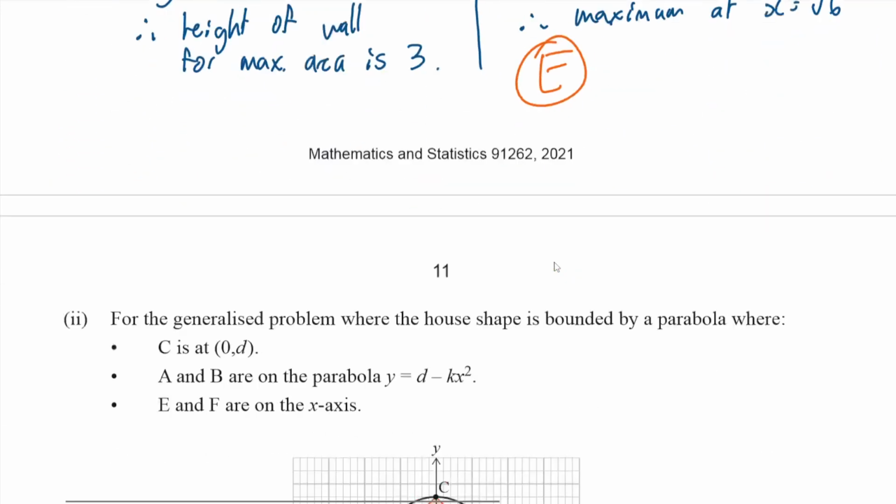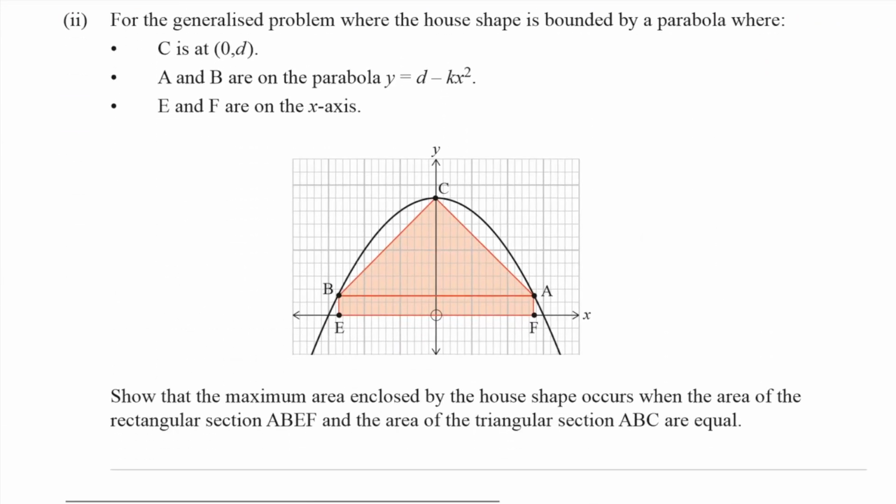Quick break, have some popcorn, and we'll move on to part 2 right now. Okay, popcorn's in hand, let's go.